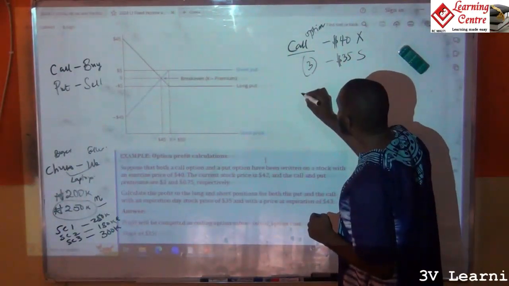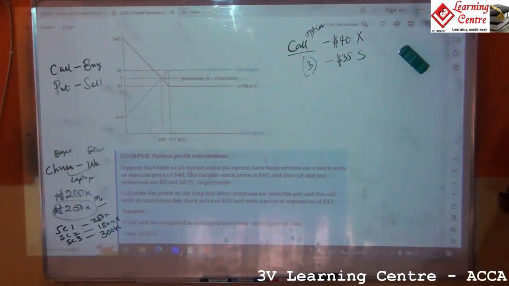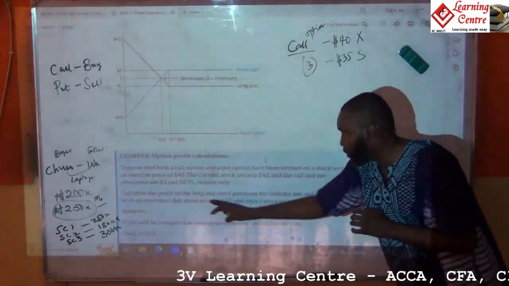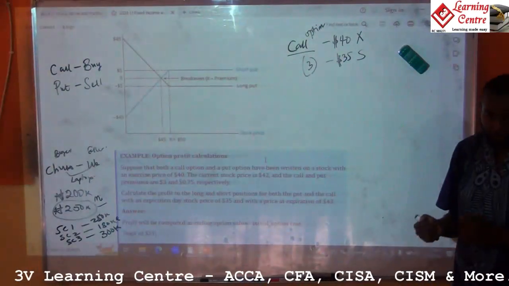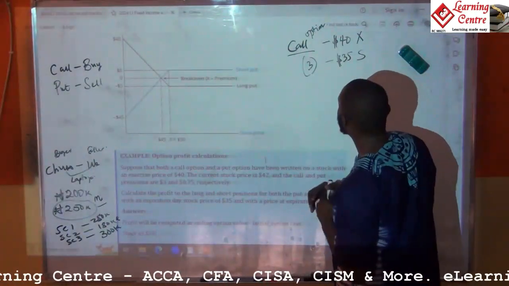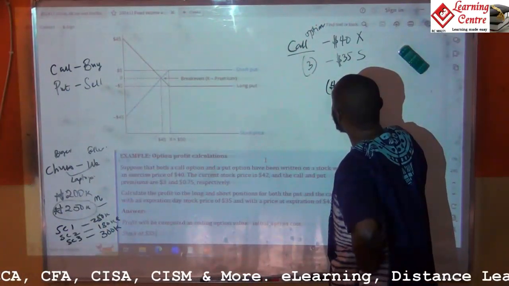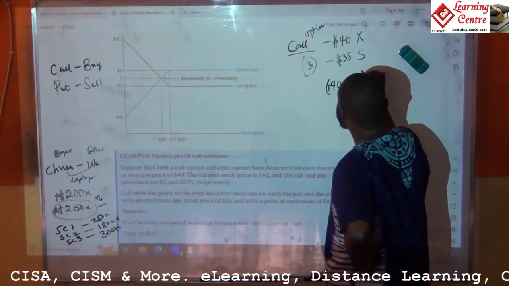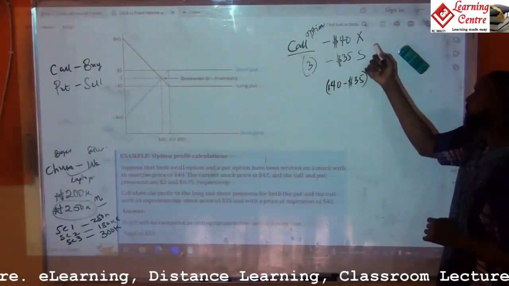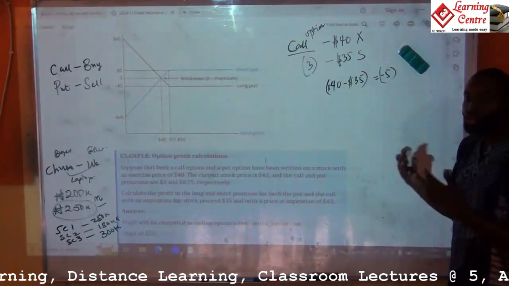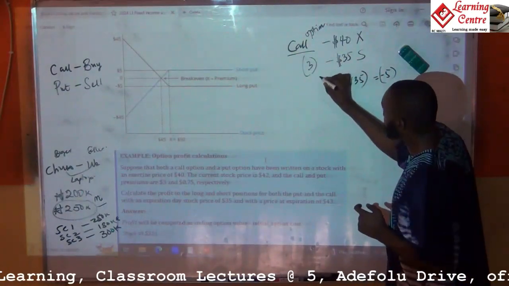For this call option, we're now looking at the long and the short. The long is the person buying the option. The short is the person selling the option. So for the person that bought this option, you have $40 minus $35, which is minus 5, right? So is he going to exercise this option or not? He's not going to exercise the option, right? So you allow the option to expire at 0.